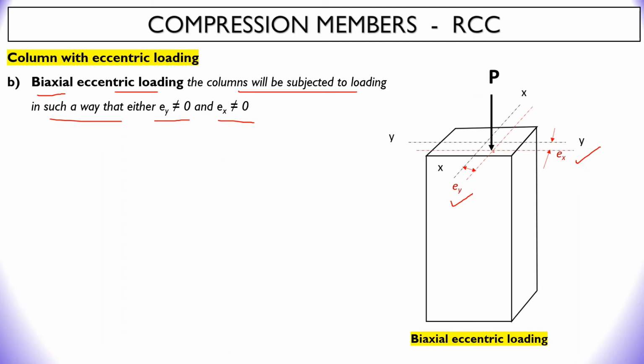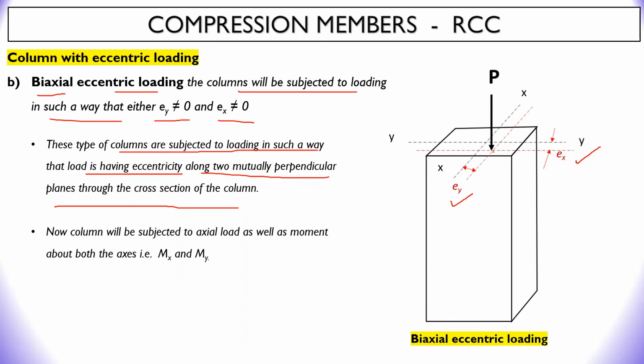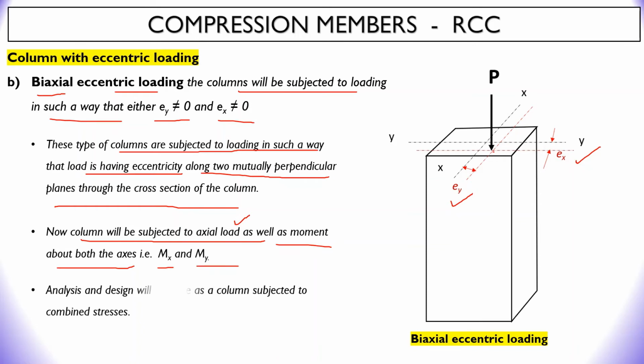So we can say this column is symmetric, but the loading is acting in such a way that the load has eccentricity from both the axes. So this column will be subjected to biaxial eccentric loading. These types of columns are subject to loading in such a way that the load has eccentricity about the mutually perpendicular planes through the cross section of the column. Now this column will be subjected to axial load, of course, as well as moment about both the axes. One is the moment about the x-axis, that is Mx, and My is the moment about the y-axis.